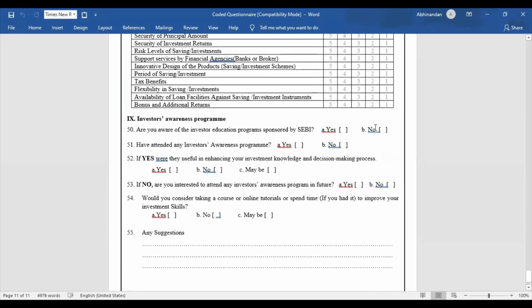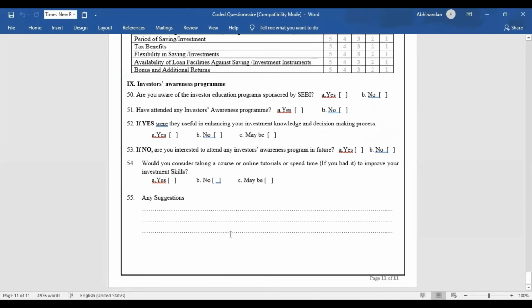So yes or no type of question. The 50th question yes or no, so it is nominal. 51 yes or no, nominal data. Yeah, 52 is also nominal data.